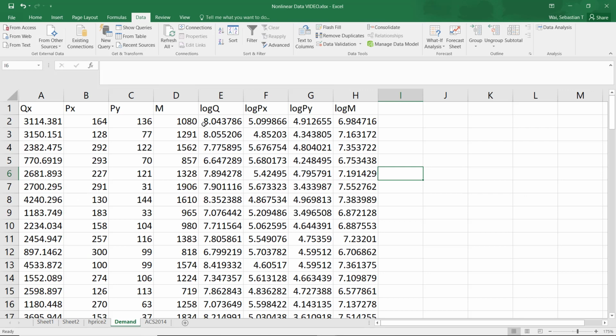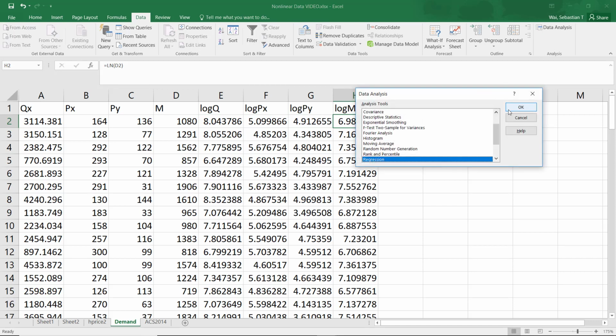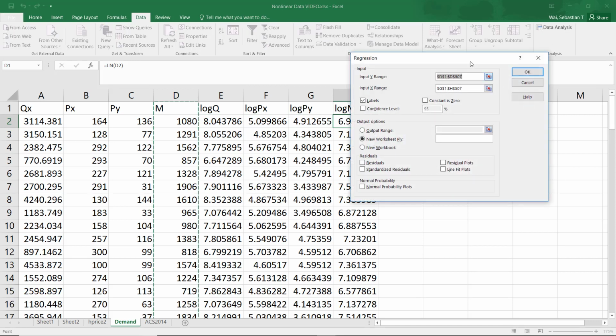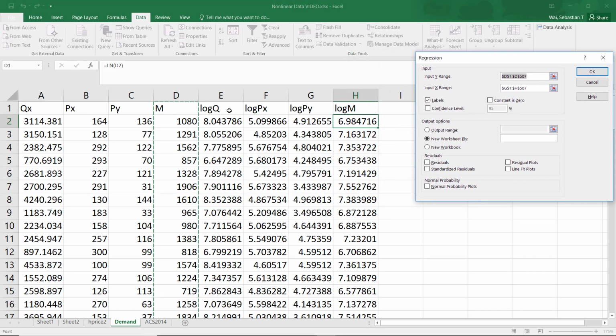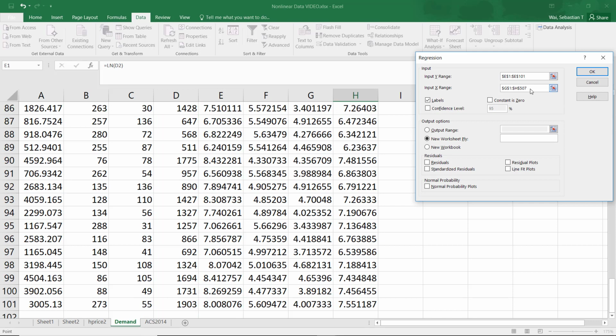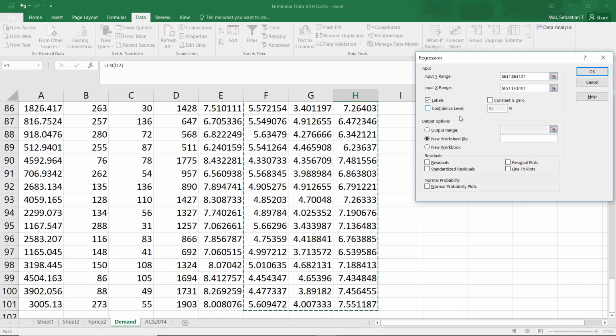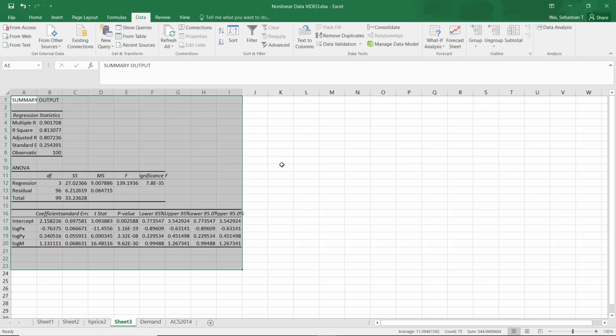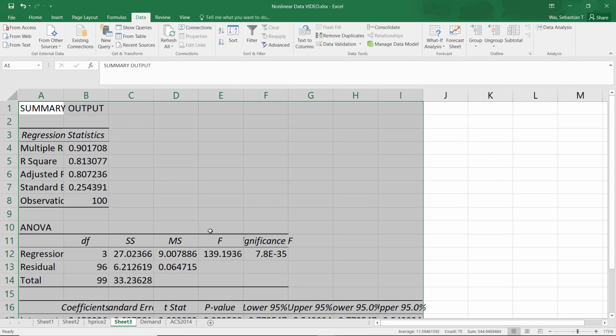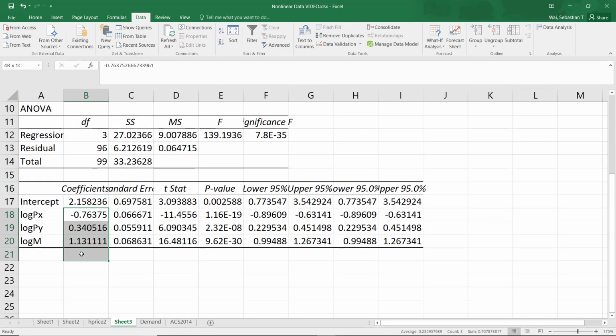Back over here in Excel, I've already calculated the logs of each of our variables, and so all we need to do here is go to the data analysis toolpack and run the regression. For the y range, we're going to use our log quantity, and for the x range, we are going to select our entire block of logged explanatory variables. Make sure labels is selected and click OK. The numbers that we get here in the coefficients are our estimated elasticities.